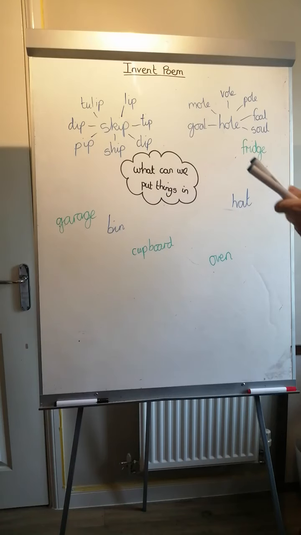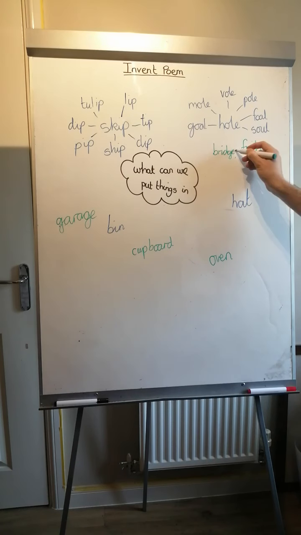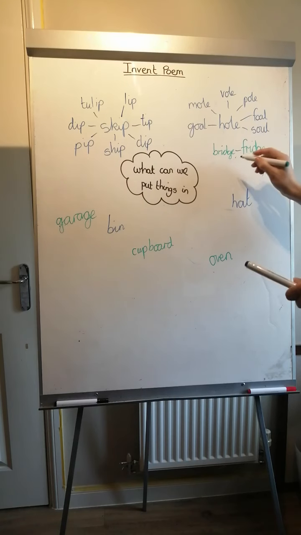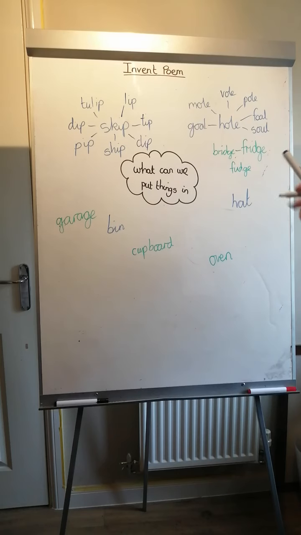So fridge, tricky one. Idge, a bridge. We can put the bridge in the fridge. Bridge, ridge, fridge, fudge. I suppose you might be able to get away with fudge. I can't think of any more off the top of my head. Okay. But if you can think of some more, brilliant.